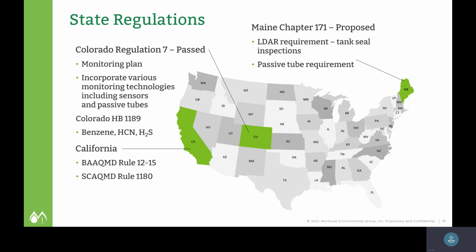The passive tubes are in there, so you've got your time-resolved versus your passive monitoring. And then we go all the way up to northeast Maine. This is interesting. Chapter 171 has a passive tube requirement, Methods 325A and 325B, but they also have a tank seal inspection requirement in that rule. The idea really is to reduce emissions and provide some visibility to the communities near these terminals. These are all terminals. So just, again, things to think about.